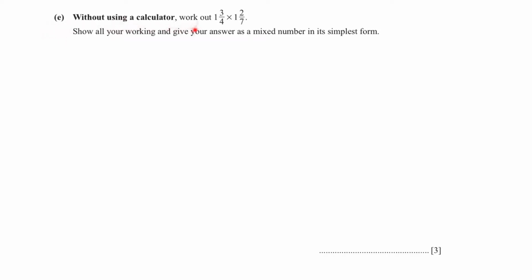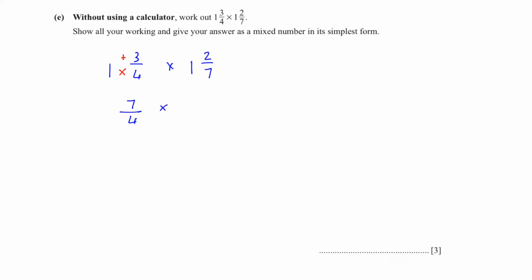Part E, without using a calculator, work out 3 over 4 multiplied by 1, 2 over 7. It's a mixed number. The first thing you have to do is change it into an improper fraction. To do so, we multiply 1 multiplied by 4 plus 3. That will give us 7.